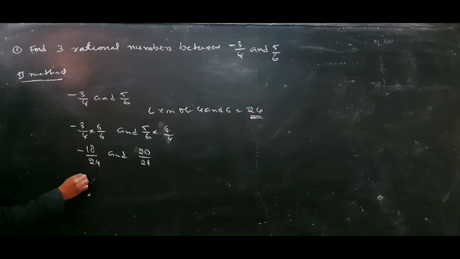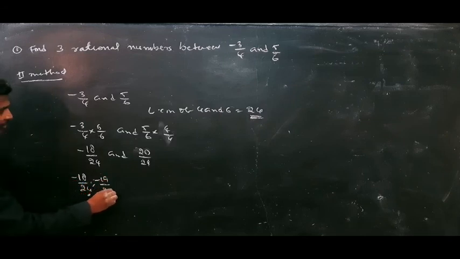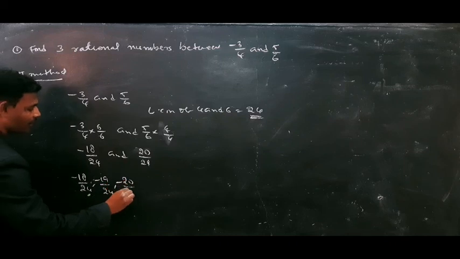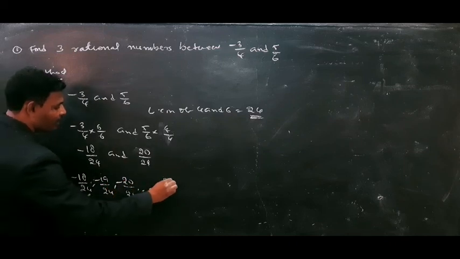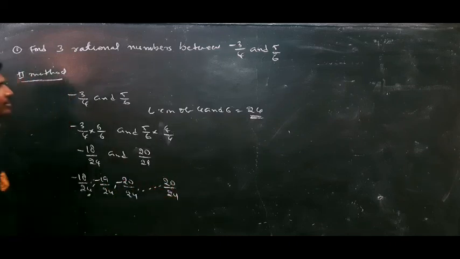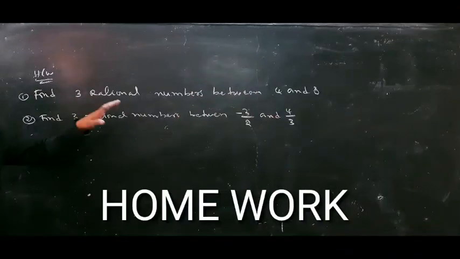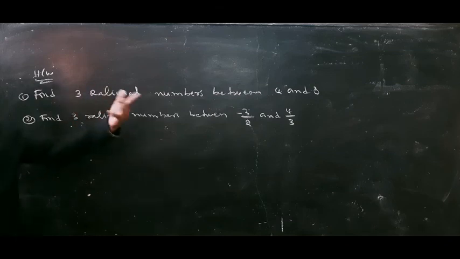What can we write here? Minus 18 by 24, minus 19 by 24, minus 20 by 24, up to plus 20 by 24. Find the three rational numbers between minus 3 by 2 and 4 by 3.